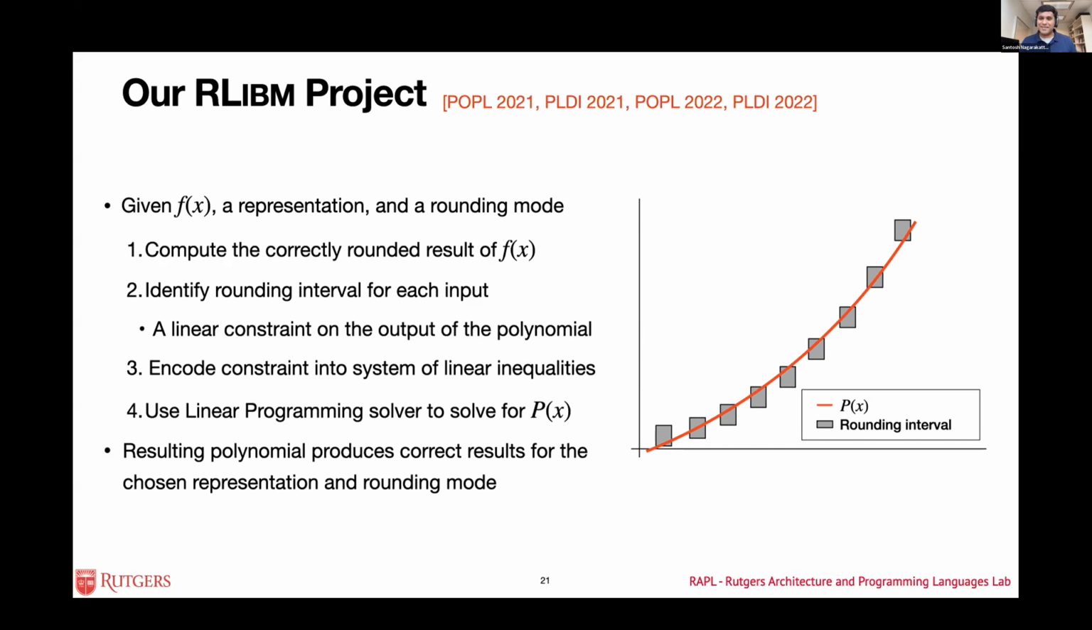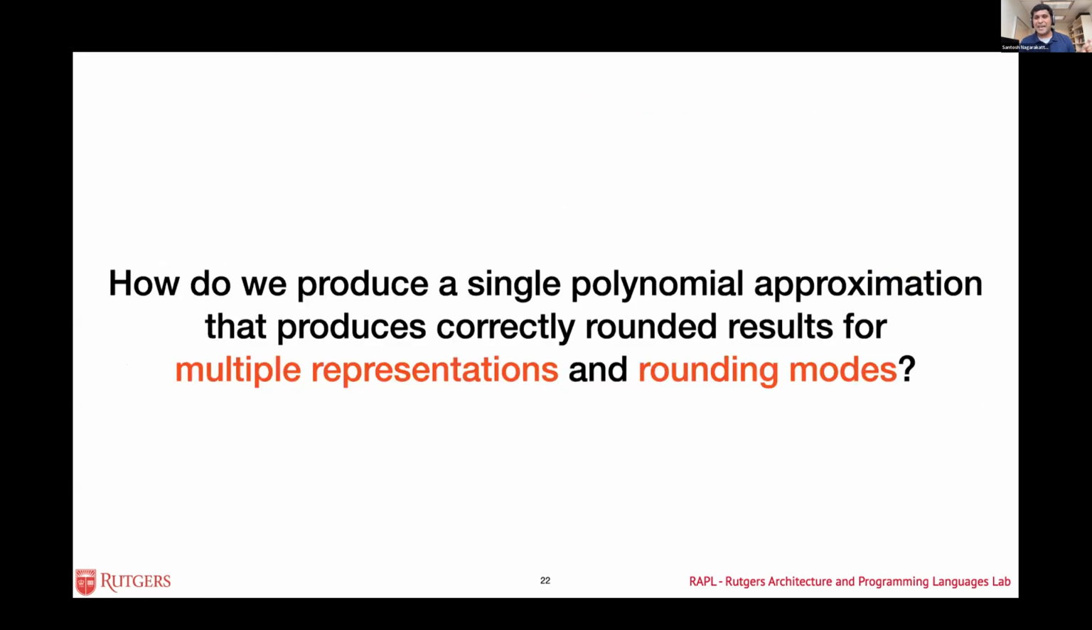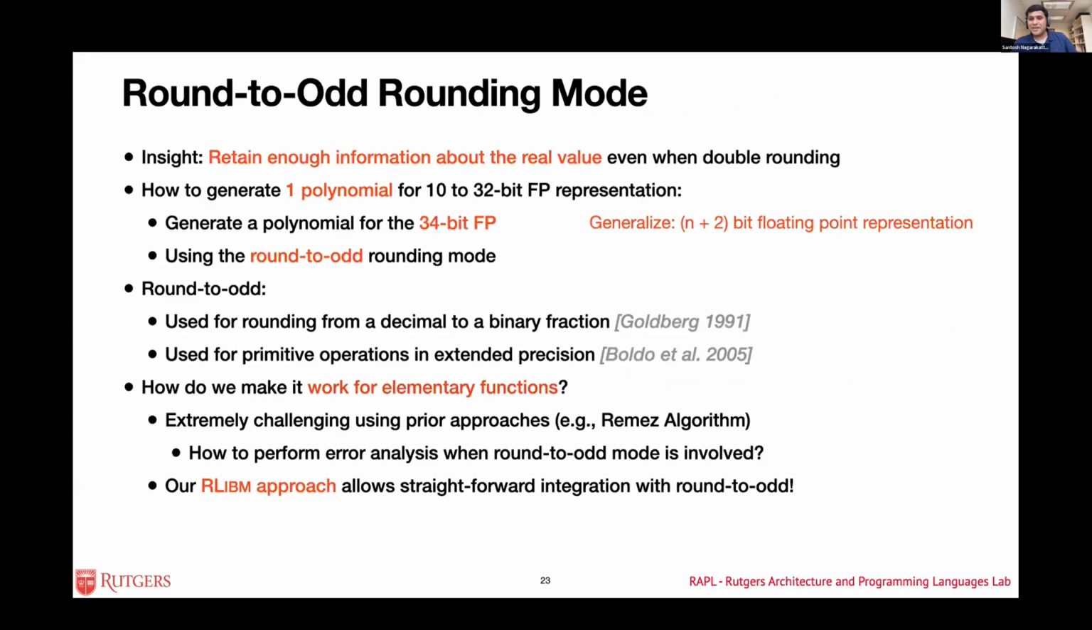It would have been amazing if this was the only rounding mode and the only representation that you had. But there are 5 rounding modes in the standard. And today, it's the age of machine learning, and everyone wants to design their own numerics representation. So wouldn't it be good if we had a single polynomial approximation that produces correctly rounded results for multiple representations and rounding modes? This is the next new result from the RLIBM project. Let's say you want to generate correctly rounded results for all representations from 10 bits to 32 bits, and with all 5 rounding modes in the standard.